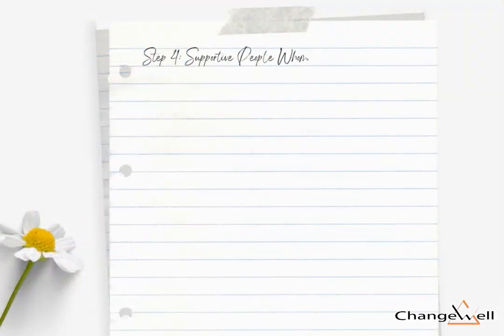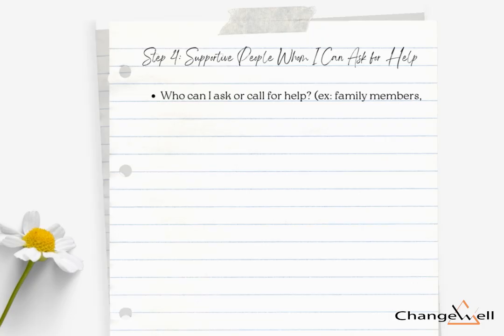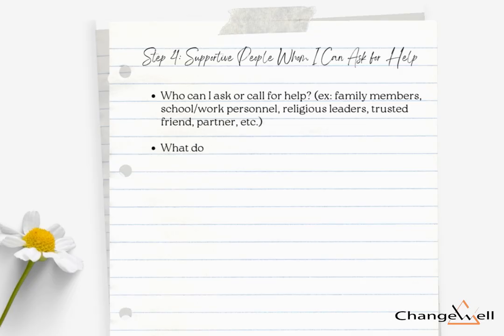Step 4 is supportive people whom you can ask for help. So who can you ask or call for help? This may be family members, and this may be school or work personnel, religious leaders, a trusted friend, partner, etc. What do you want to communicate that you need? It's great to know who you can ask for help, but if you don't know what you're going to ask them for, it's going to be kind of hard to get help. So what kind of help can each of these people give you?